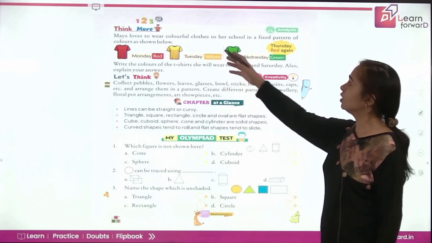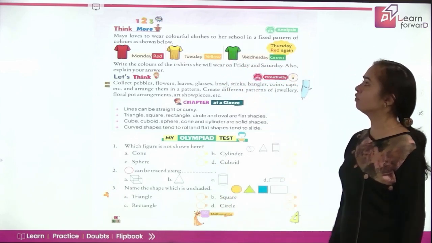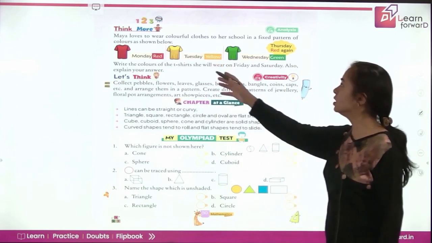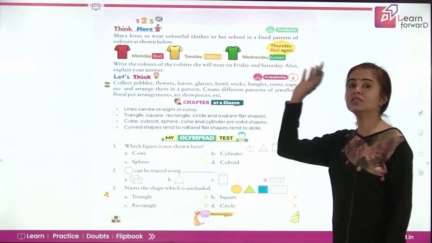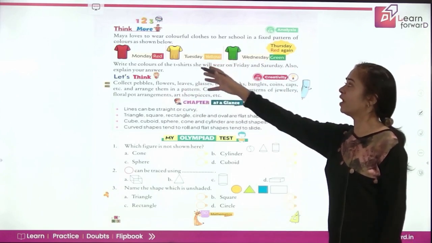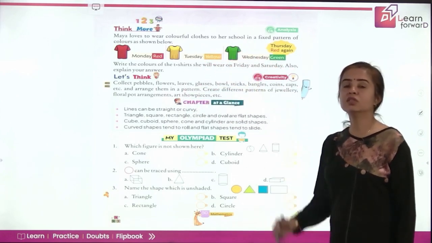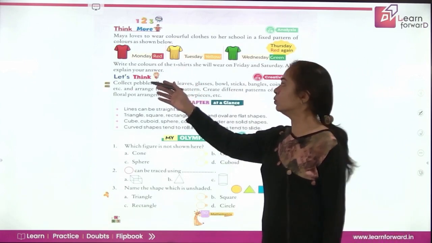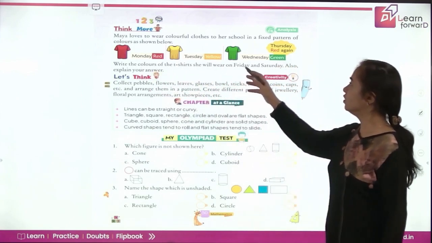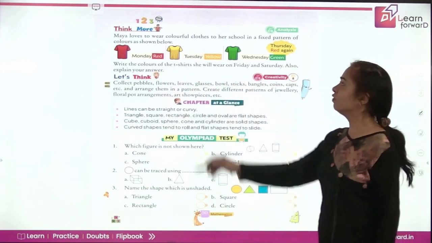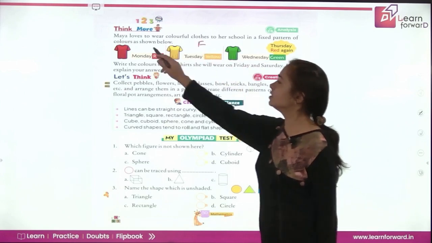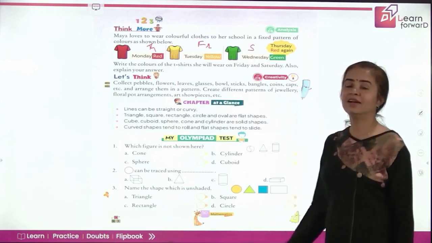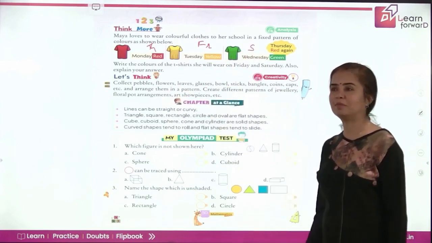Now let's think more. Maya loves to wear colorful clothes to her school in a fixed pattern of colors as shown below. So how does she go? Monday she wears red, Tuesday yellow, Wednesday green, Thursday again she wears red, then Friday yellow, Saturday green. So she is following this pattern of wearing dresses at school. Write the colors of t-shirts she will wear on Friday and Saturday. So what will be the color on Friday? After Wednesday, it is Thursday, this is Friday, and this is Saturday. Again, on Monday, she'll wear that same.